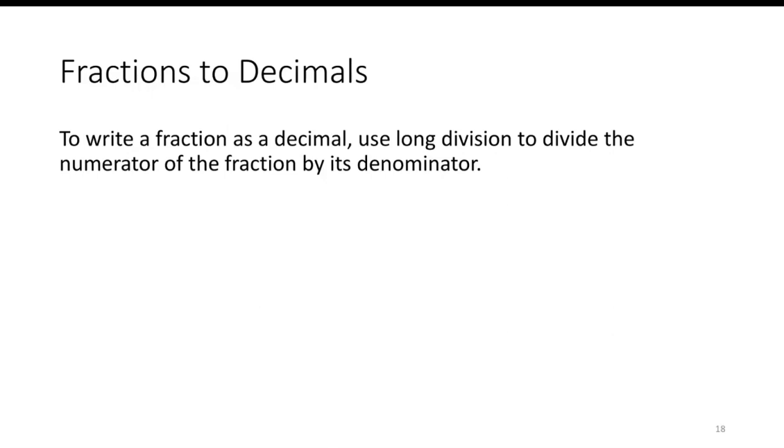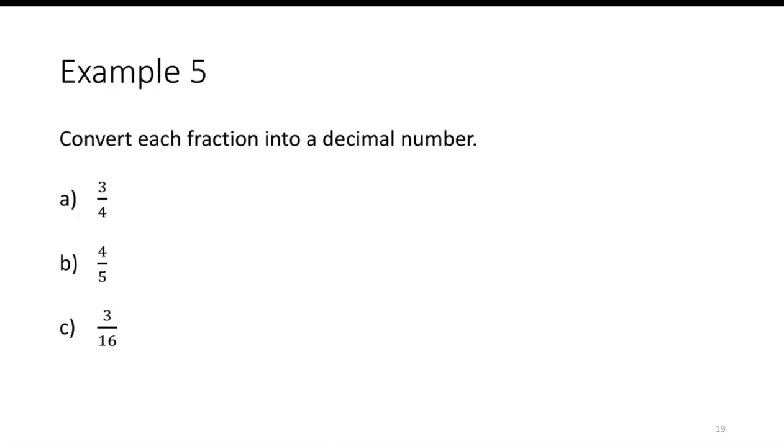To write a fraction as a decimal, just use long division to divide the numerator of the fraction by its denominator. So 3/4, I would start off with 3, and 4 does not go into 3, so let's try 4 into 30. That goes in 7 times. So let's add another 0. 4 goes into 20, 5 times even. Now, the decimal of your dividend should match up with the decimal of the quotient. So the decimal points line up. And so we end up with 0.75 for 3/4.